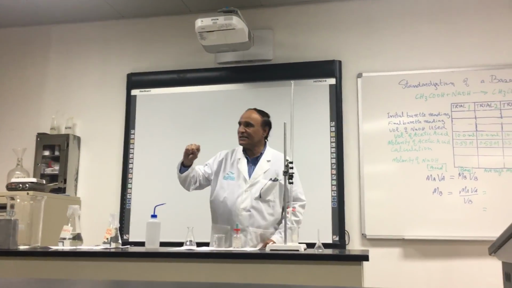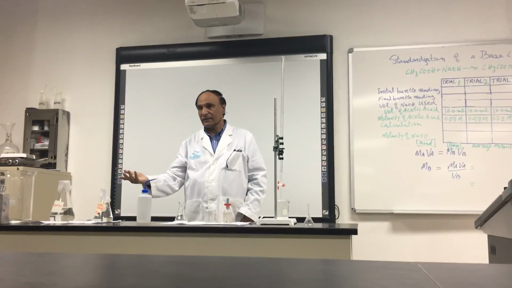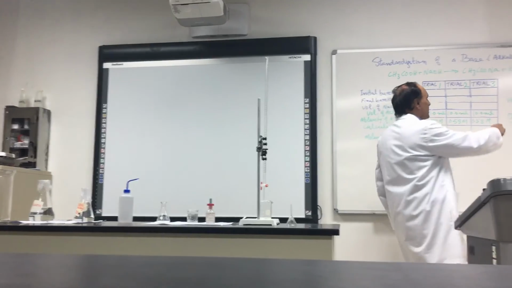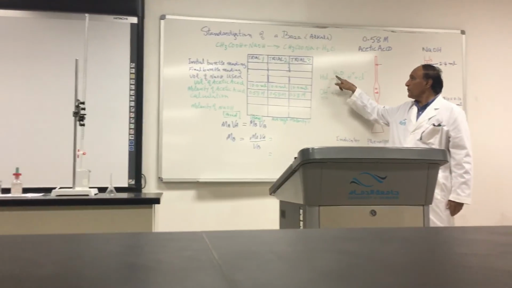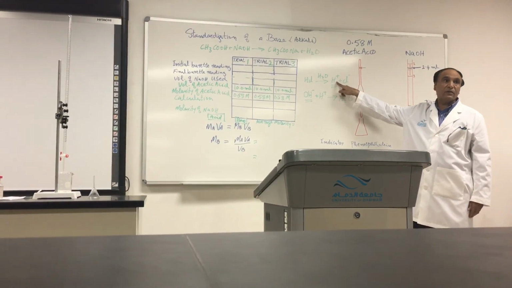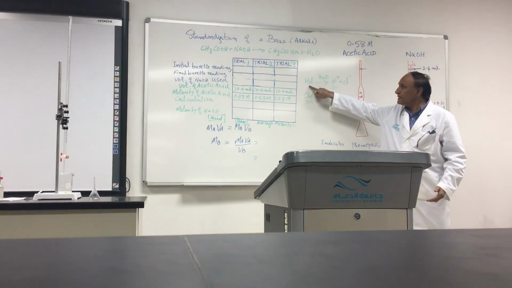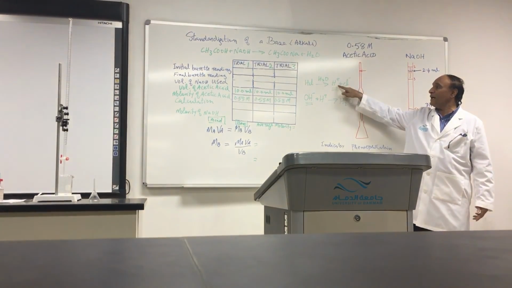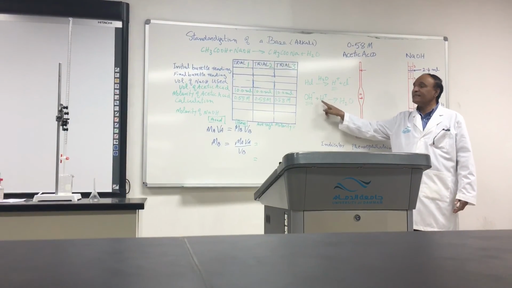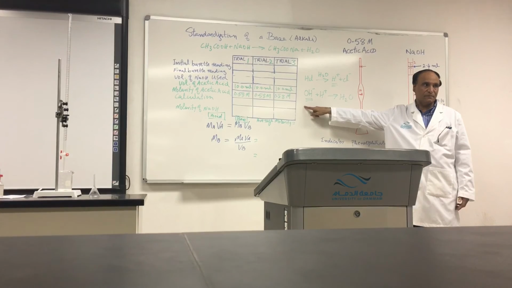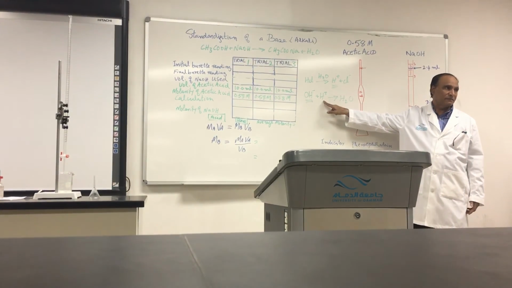Acid is a substance which gives hydrogen ion, which gives proton in water. For example, HCl, hydrochloric acid. You know it's an acid. Hydrochloric acid, when you put in water, it gives hydrogen ion, H+. Acid is a substance which gives hydrogen ion. Base is a substance which accepts hydrogen ion, opposite. So acid gives hydrogen ion, base accepts hydrogen ion.